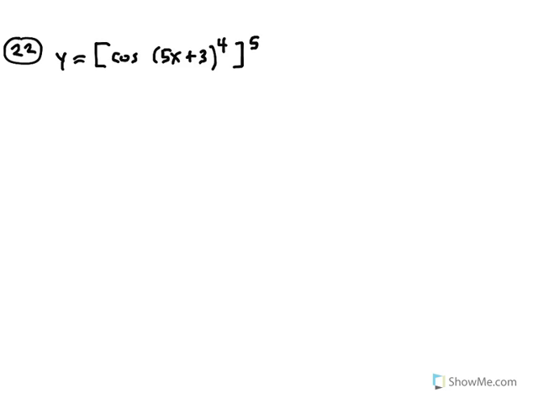First of all, you want to understand that the first function is 5x plus 3. The second function is raising to the 4th power. And then you're taking cosine of 5x plus 3 to the 4th power. And then finally, you're raising to the 5th power. So the outside function is x to the 5th. So we're going to write f of x is equal to x to the 5th. That's our outside function.